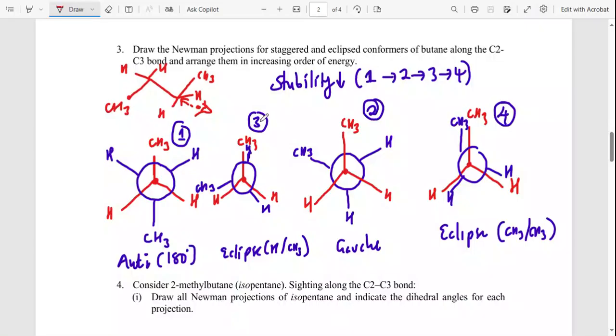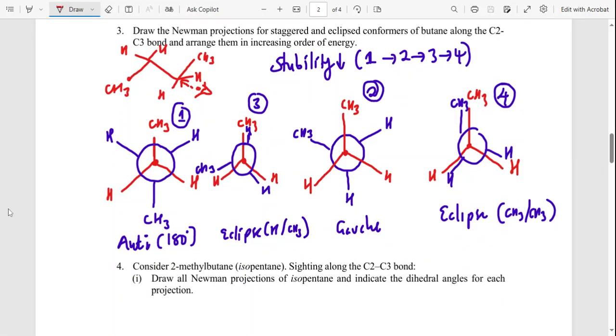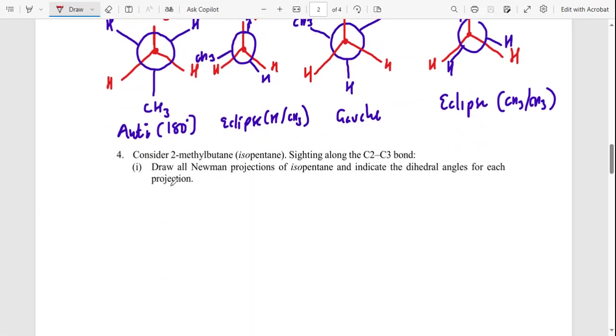Now looking at the bond that they've asked us to look at, it's really easy. When you want to work out these things, the first thing you have to make sure you understand is that you have staggered configurations, and then you have eclipsed configurations. Once you understand that, everything else is going to be very, very easy.